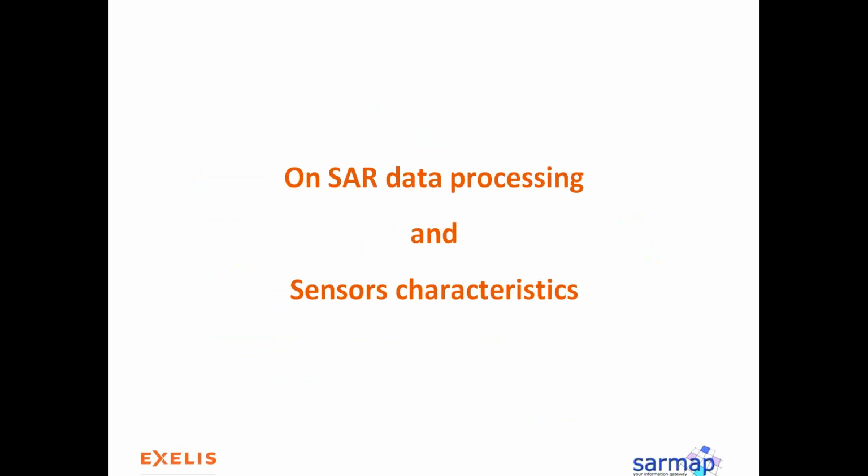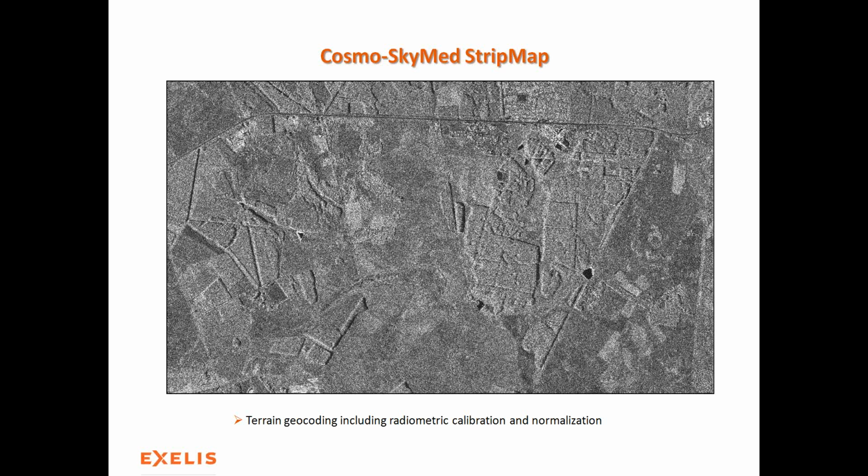Now the following example discusses the processing required for single SAR images in order to reduce speckle and produce an image with better quality for further analysis. So this is an example of an original COSMO-SkyMed stripmap dataset from South Africa which doesn't have any filtering applied. You can see how noisy the data is and how difficult it is to determine what the features are. The image has been geocoded and radiometrically calibrated and normalized.